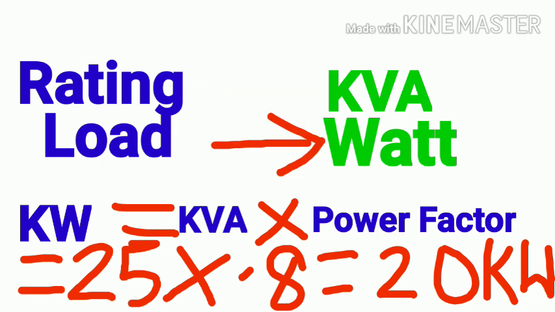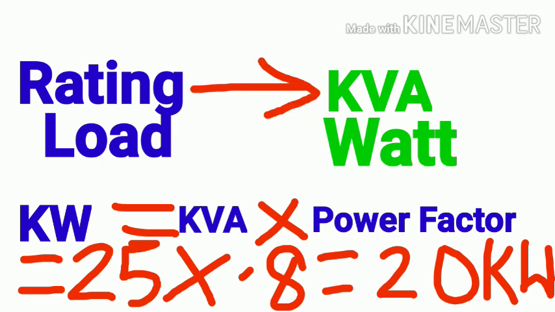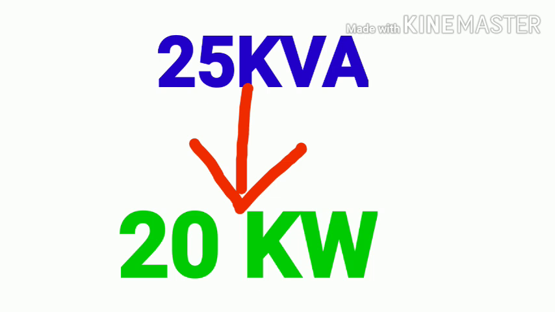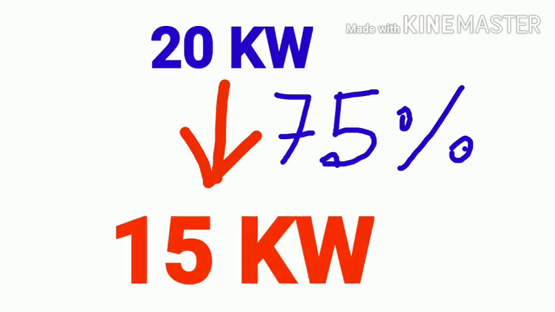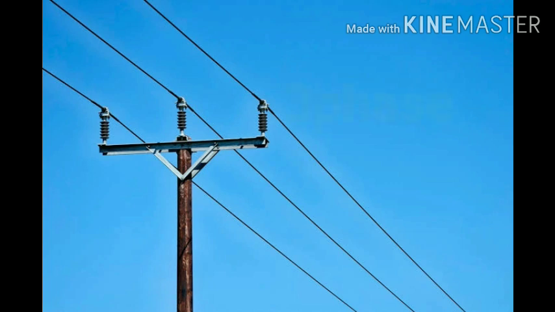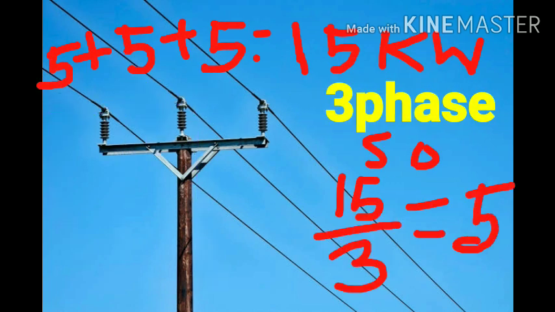How do we convert kVA to watts? Kilowatt equals kVA into power factor, 25 into 0.8 equals 20 kilowatt. So 25 kVA equals 20 kilowatt, because the load we connect to a transformer is in kilowatt and the rating of a transformer is in kVA. So we convert kVA to kilowatt. 75% of 20 kilowatt equals 15 kilowatt. We take 75% because we connect a maximum of 75% load to a transformer.